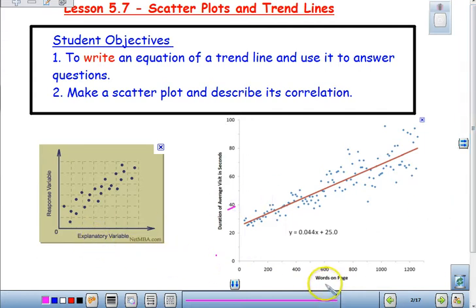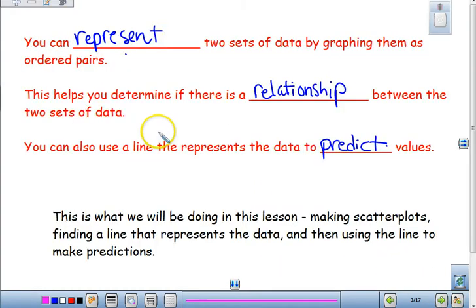So here you might be looking at pages on a word, and we're looking at the duration of the average visit in seconds. So if we talk about some different ways of correlating, it says you can represent two sets of data, graphing them on an ordered pair. This will help us determine if there is a relationship.